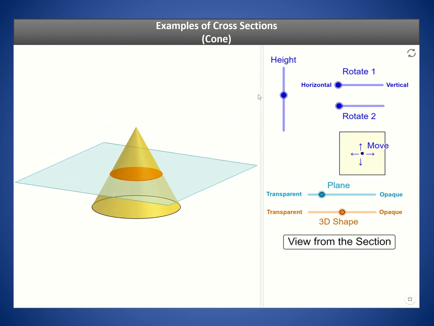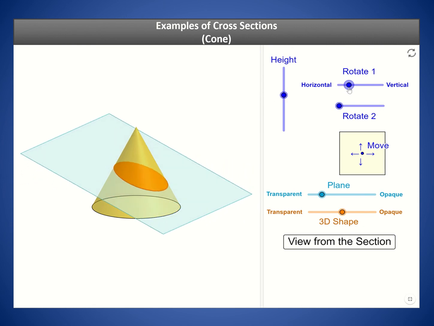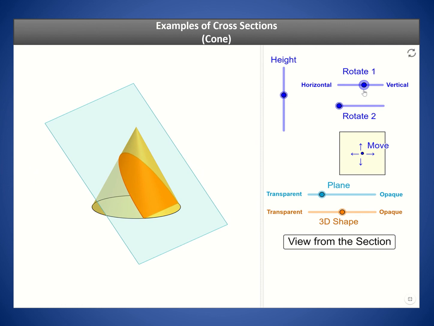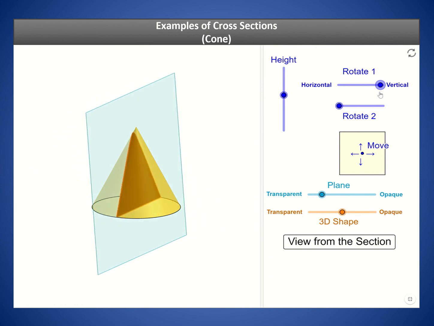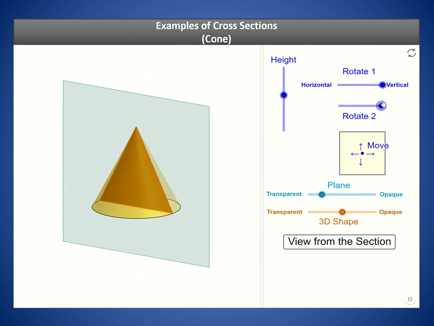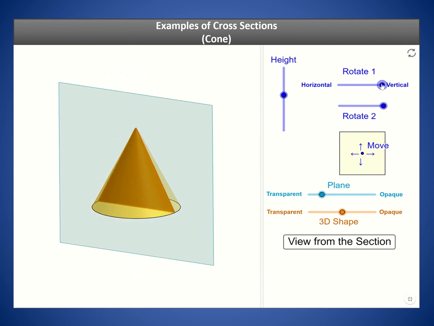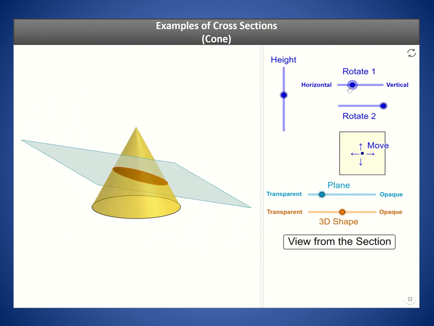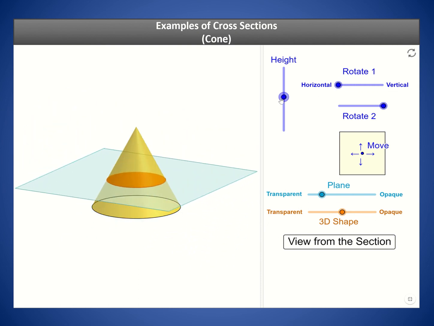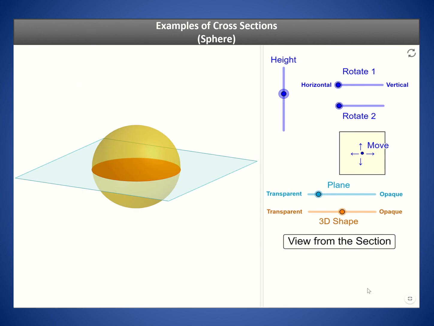For a cone, if we slice it parallel to its base, it is a circle. Slicing it at various angles, we get an ellipse, an oval shape. We get a parabola, interestingly enough, that's a parabola. And then completely perpendicular will be a triangle. If I rotate it, it's still going to be a triangle that sweeps the entire cone. And if I do the height, then it's just going to be various circles of different radii.